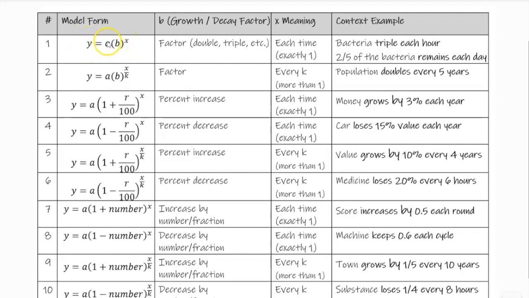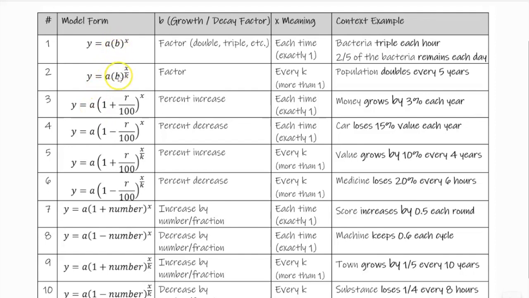A is my initial, my y-intercept, my start. B is my growth if it's bigger than 1, my decay if it's between 0 and 1, and then x is my time. Every one of the different formats that we're going to look at in terms of contextual problems will be some abbreviation or change to this general formula. If you look at all the changes, all of the A's stay the same. So my initial value is always the same.